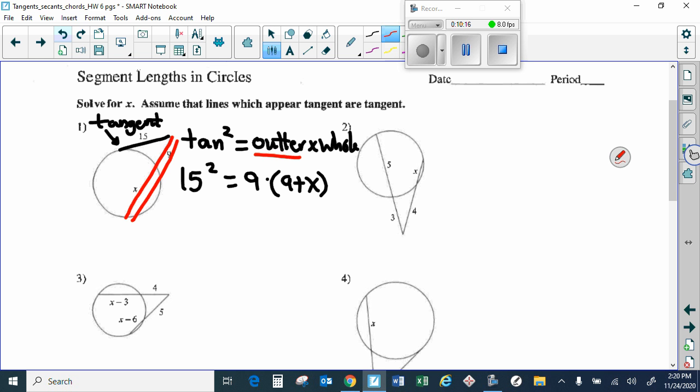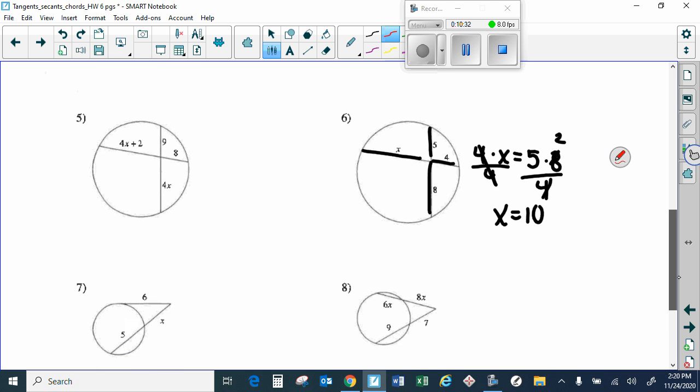Then you can go ahead and solve that for x. So that's what you're going to do on all these. Anytime you have two secants, it's outer times whole equals outer times whole. Anytime it's a secant, it's the outer segment, the one outside the circle, times the whole segment. Anytime it's a tangent, you're always squaring it every time.